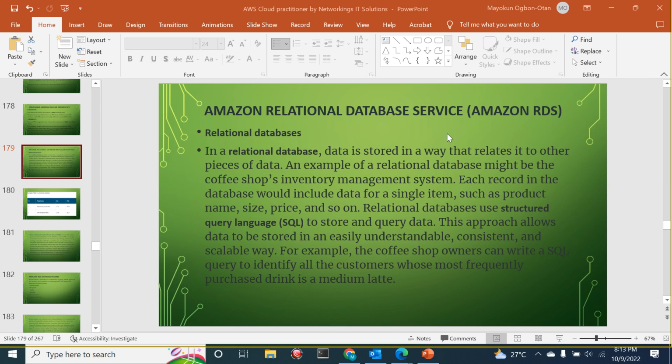If I say EBS, for instance, what am I talking about? Elastic Block Storage. Thank you. If I say S3, what am I talking about? Amazon Simple Storage Service. Thank you. If I say EFS, Elastic File System.